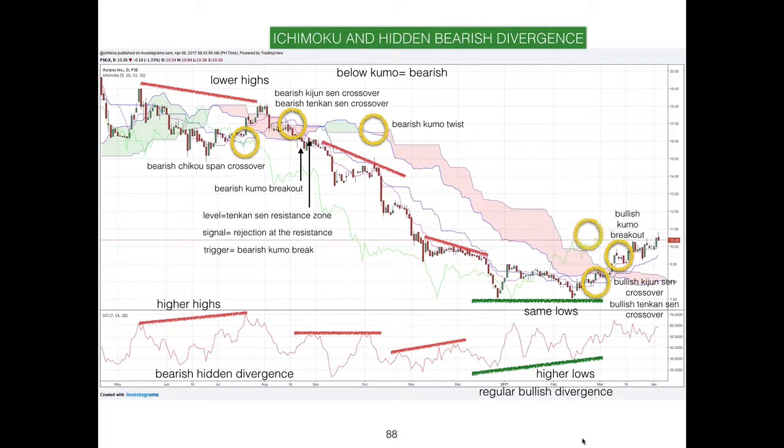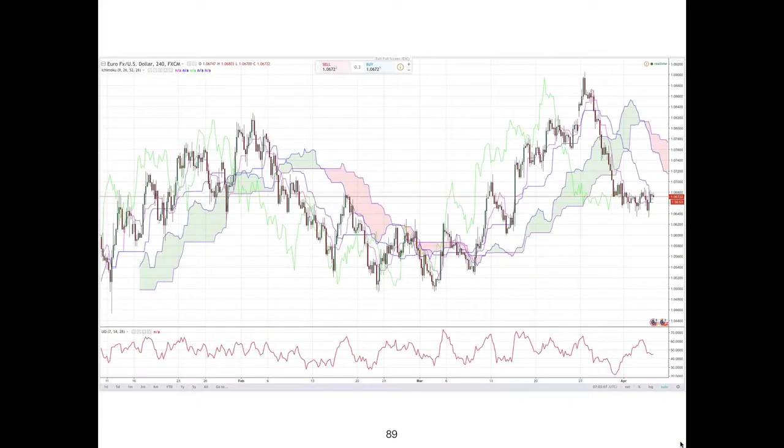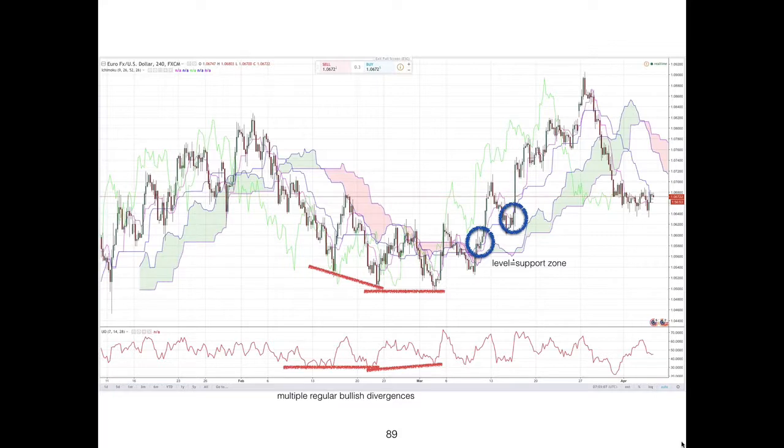Now let's use the same idea in the Forex chart. There are also multiple bullish divergences in this chart. These are regular bullish divergences. These are the levels or the support zones where you can enter. Your signal to enter would be the several candlesticks that bounced off the support level. Your trigger would be that long green candlestick that followed afterwards.